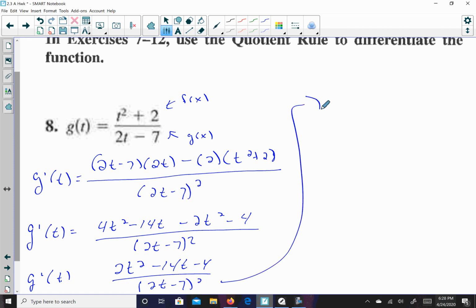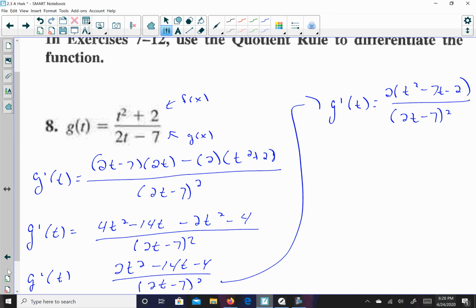Now I should check to make sure nothing simplifies. So the first thing I'm going to do is factor out a 2. And when I do that, I have 2 times the quantity of t squared minus 7t minus 2 all over 2t minus 7 squared. The product is negative 2. The sum is negative 7, not factorable, so it will not simplify. So I am done. I'm just going to leave it like that.